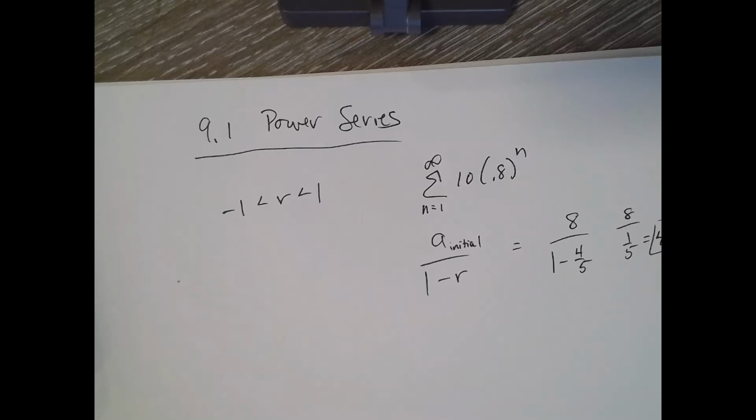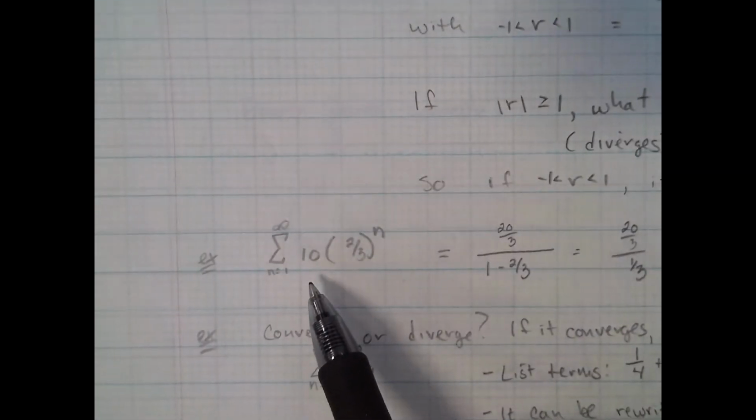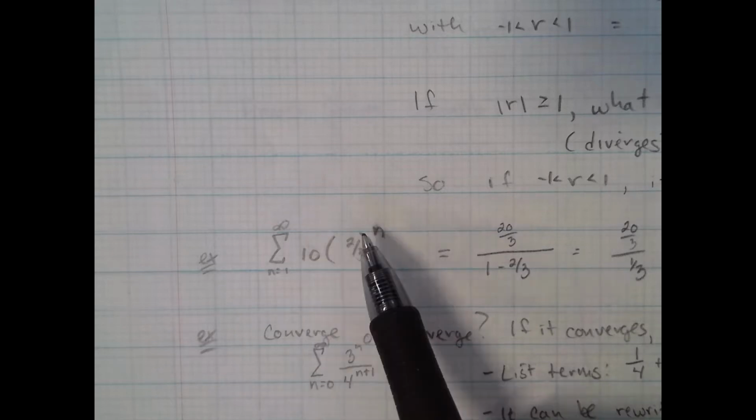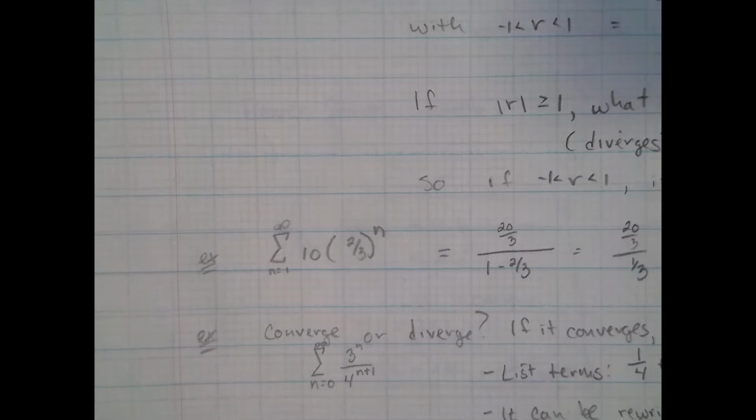All right, so there's another example in your notes. 10 times 2/3 to the n. So the initial there is 20/3 when you plug in 1. And your r is 2/3, so we get 20. And it converges. So converge means you get a finite number.